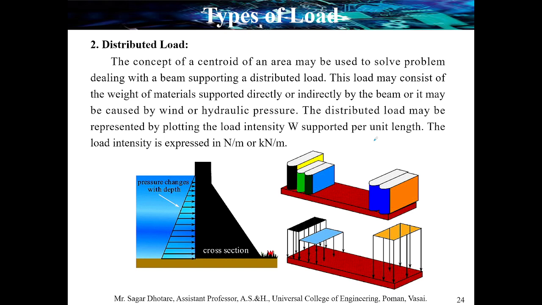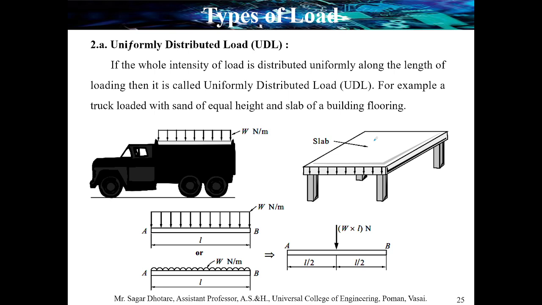If you have a distributed type of load, you have to convert it into a single point load. We will first understand the different types of distributed load, and then we will discuss how we can convert a distributed load into a single point load. The first type of distributed load is the uniform distributed load, in which the intensity of load is distributed uniformly over the length.